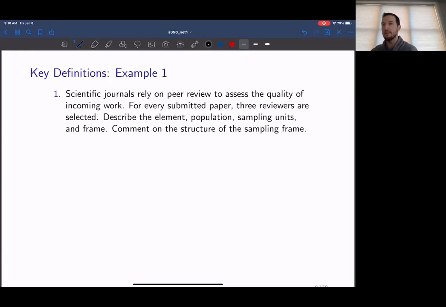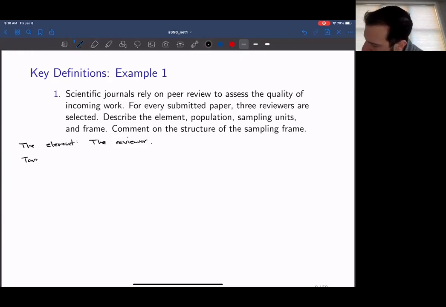Okay, so in this particular illustration, we will define the element in this case as being the reviewer. Okay, so what we're focusing on here is the selection of the reviewer to assess the work. So the element in this particular case is the actual reviewer of the paper.